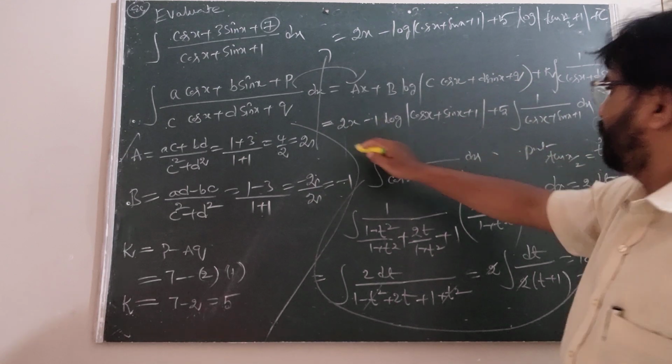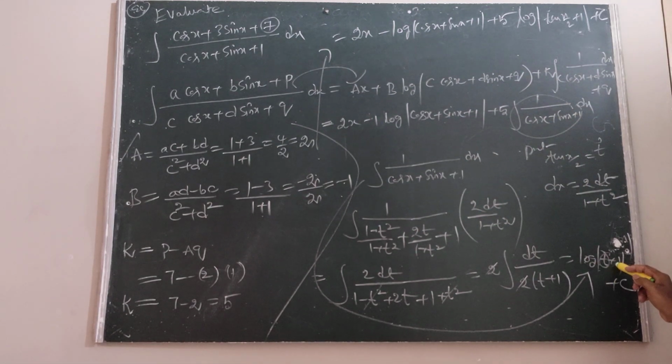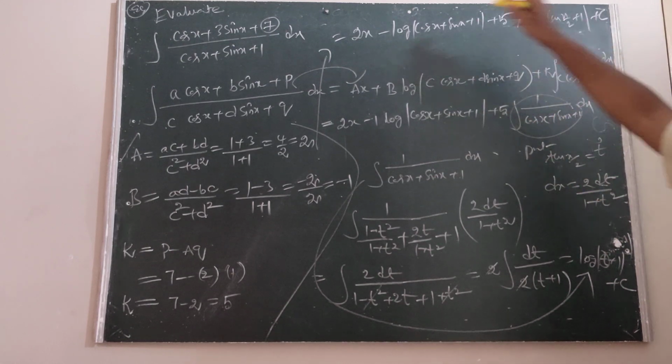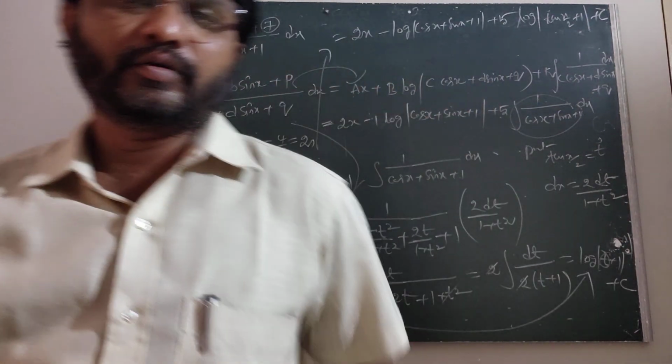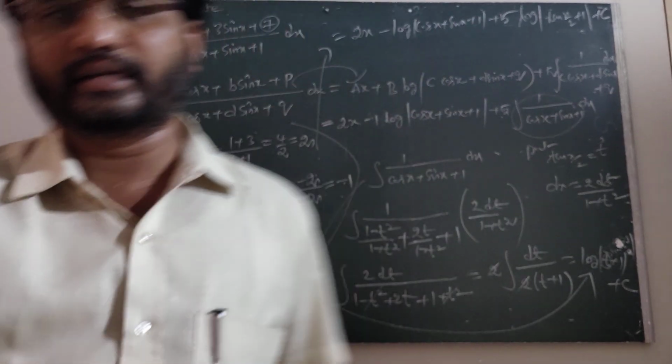Therefore, now this value is log mod of t plus 1. Therefore, plus 5 into log mod of (t plus 1), where t is tan of x by 2. This is one of the very, very important points from the board exam point of view. Please concentrate.